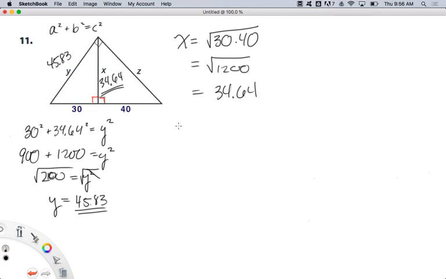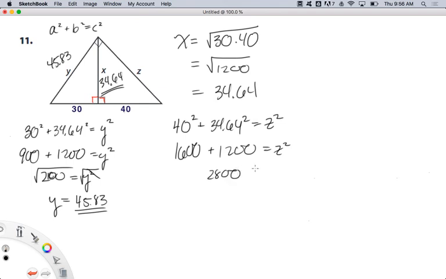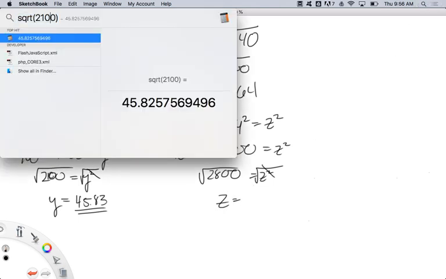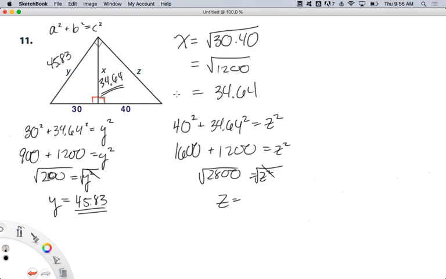Okay. So it's basically the same exact thing. I get 40 squared plus 34.64 squared equals z squared. 40 squared is 1600. 34.64 squared is 1200 equals z squared. Add them up. I get 2800 equals z squared. Square root both sides. I get z equals square root 2800, which is 52.92. I'm done. Does that make sense? Any questions?